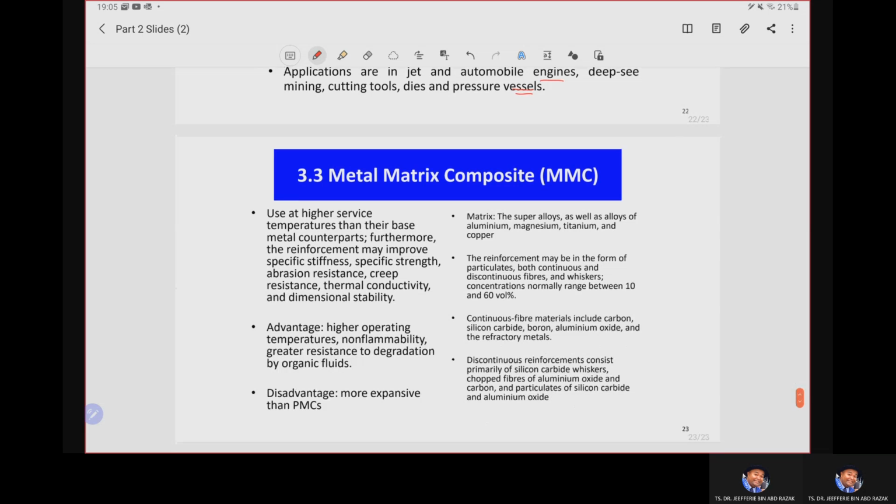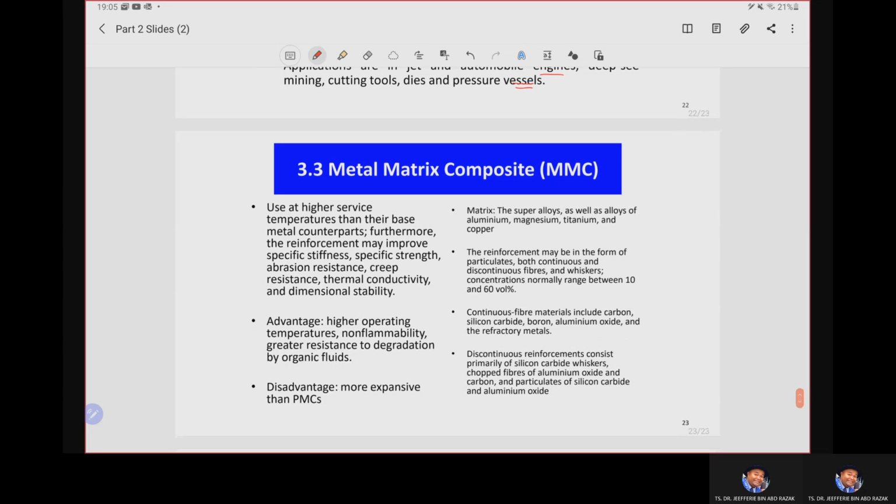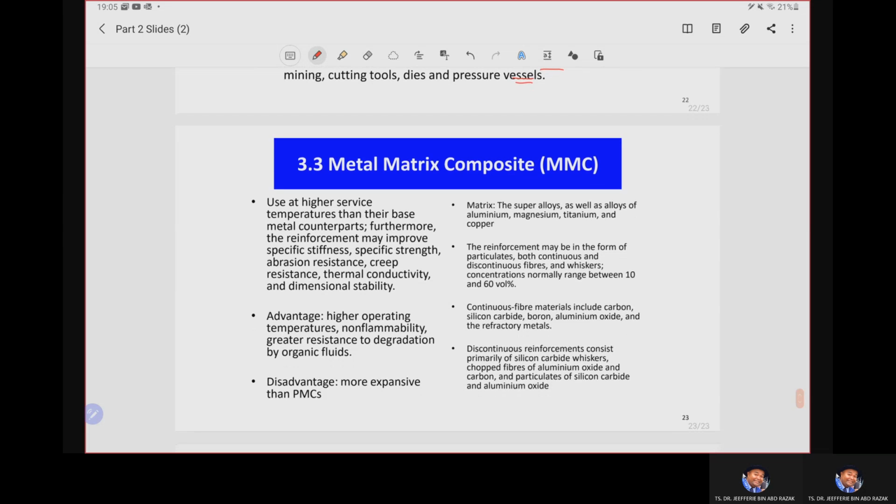Okay, the last slide for part 2 of the composite lecture, we will talk about the MMC, the metal matrix composite. MMC is used for higher service temperature than their base metal counterpart. The presence of reinforcement within the metal matrix may improve several properties like the specific properties, abrasion resistance, creep resistance, thermal conductivity, and dimensional stability.